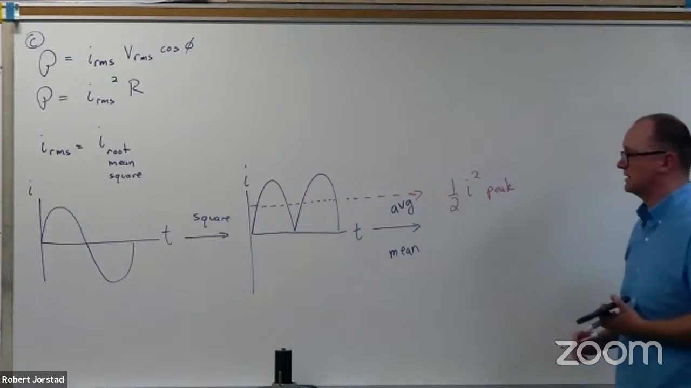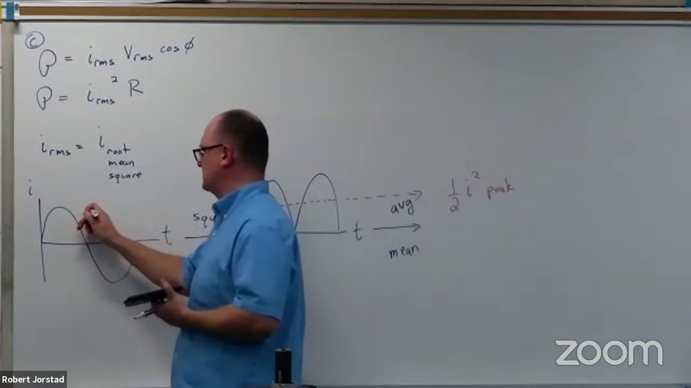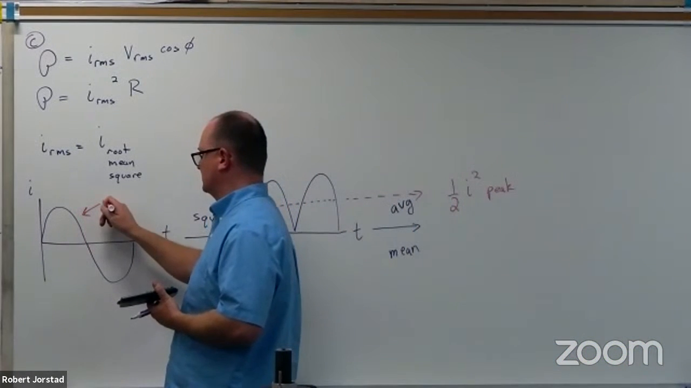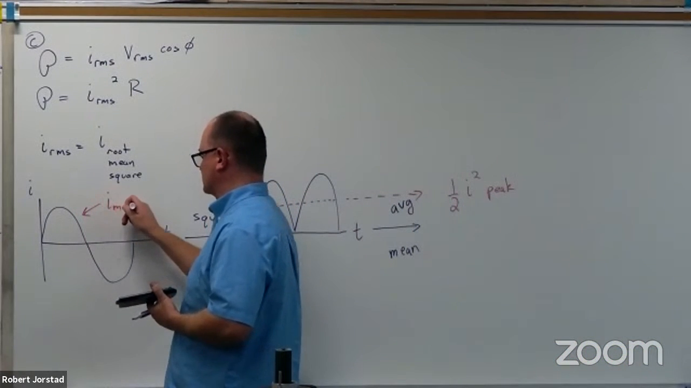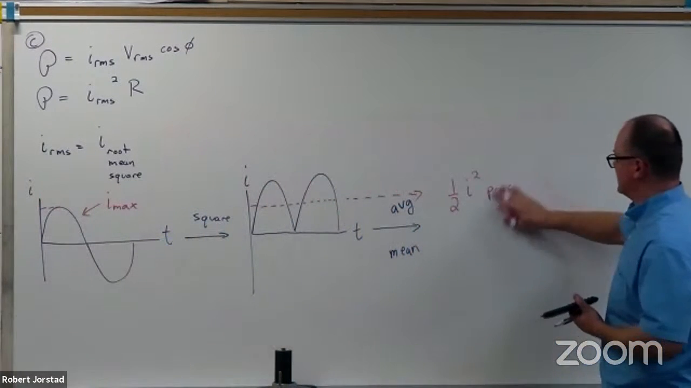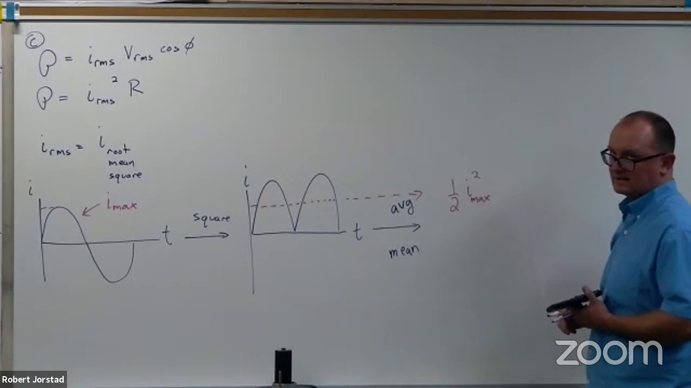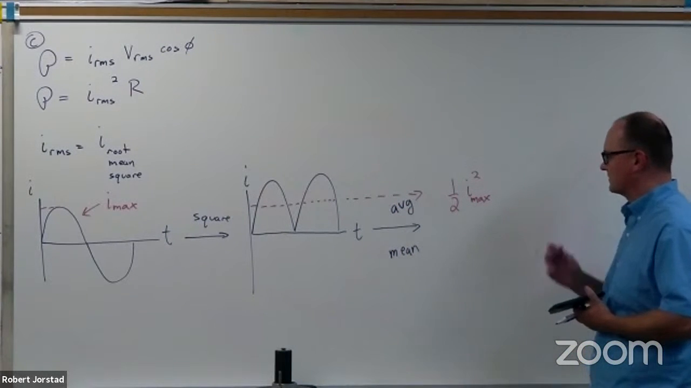Okay, that's interesting. Well, wait a minute. Wasn't I squared peak just I max was the peak value here? So this is half of the I max, or the amplitude of the current. All right, that's cool.